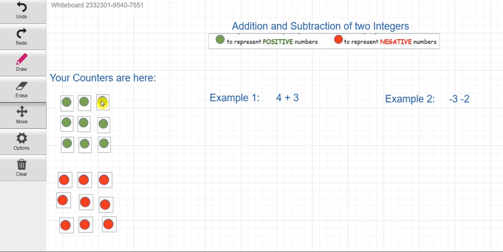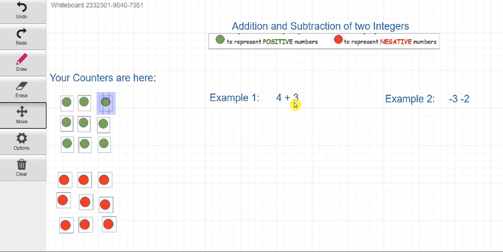Now, these counters are movable, so all I need to do is drag them across the screen to represent the questions that we're working on. So let's look at example one. It says positive 4 plus 3. So we're going to be looking at what is the sign of each of these numbers. Well, this is a positive 4, as you see it here. And then this is going to be a positive 3. So the sign in front of the 3 will tell you that it's positive.